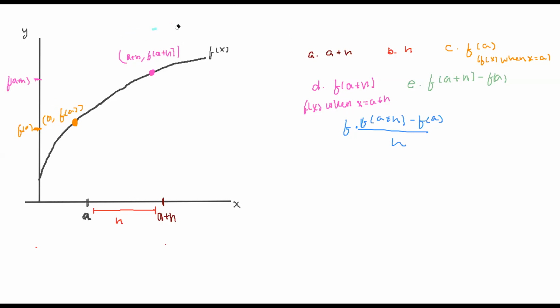Could you just run over E really quick one more time? Sorry. E? Is everyone cool with D, C, B, and A right now? Okay. So E, if I have F of A plus H, and that is a distance on the y-axis, right? And I have F of A, which is a distance on the y-axis, then F of A plus H is here, this whole thing, and F of A is here, and it's this chunk.